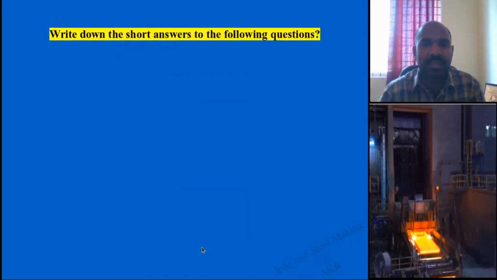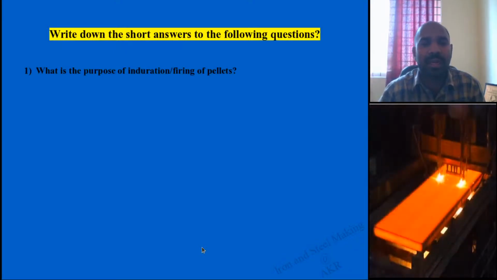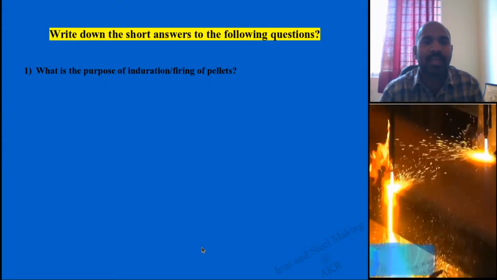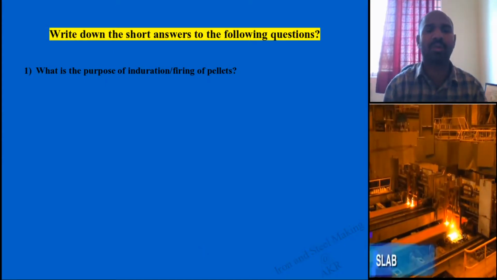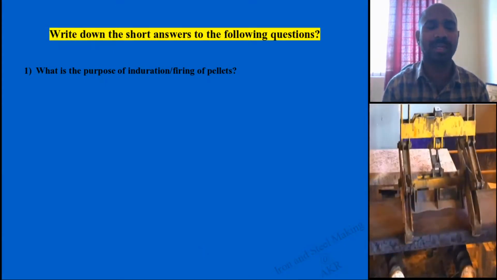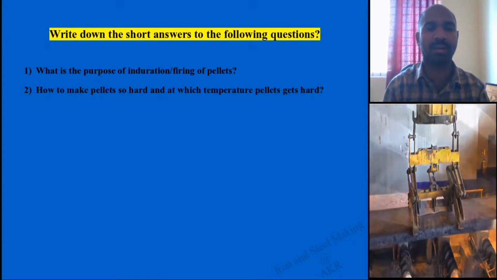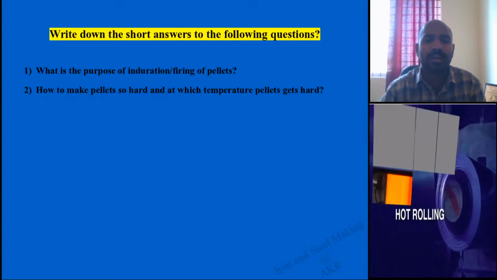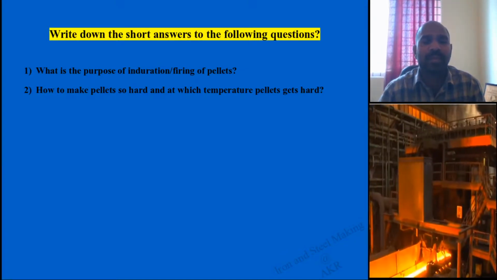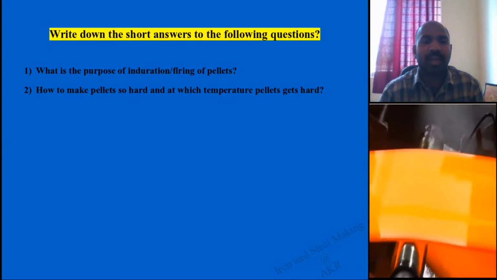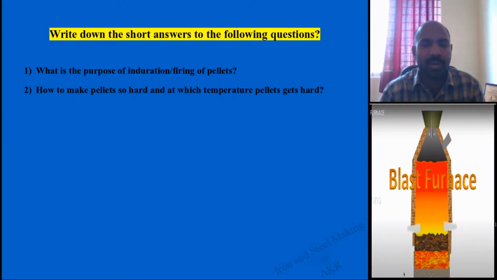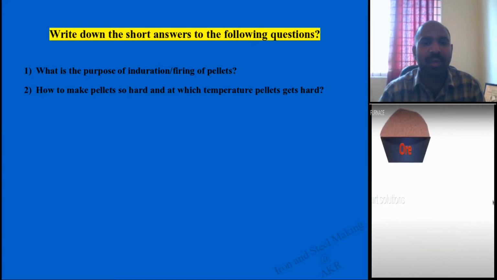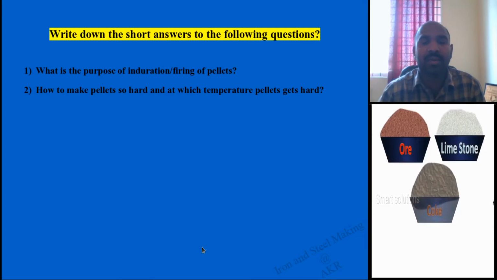Now let us answer a few questions from these concluding lectures. What is the purpose of induration and firing of these green pellets? Why do you need to indurate them? How do you make these pellets so hard that there will not be any loss during transportation from the pelletization plant to the blast furnace plant? At which temperature do these green pellets get hardened? Give your opinion of conclusion for this task.